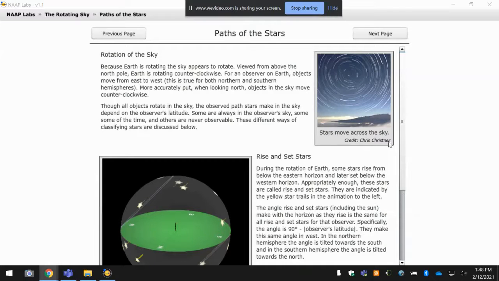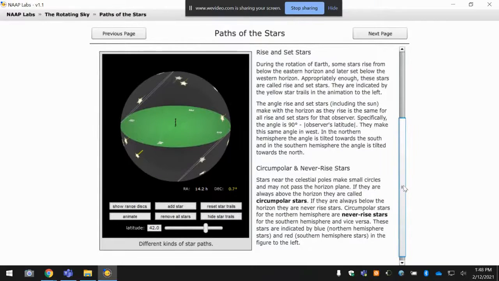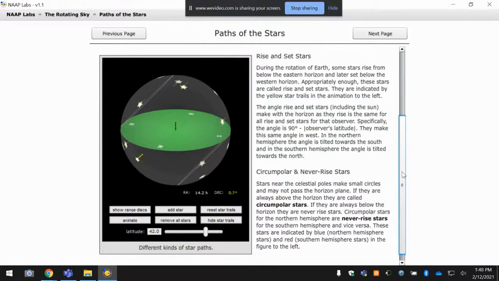All right, everyone, here is the paths of the star section. Information on the rotation of the sky, and information on the rise set stars and circumpolar and never rise stars. Again, pause the video to see these things. And finally, the simulator at 42 degrees latitude showing stars and how they move. Here's the west, the north, east, and the south.